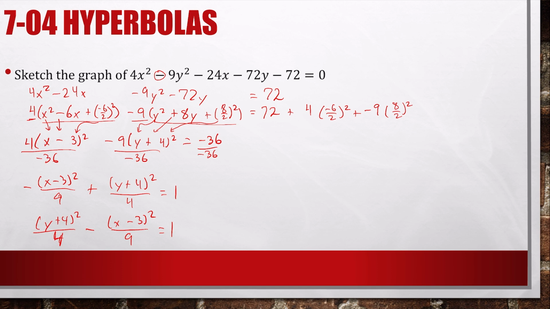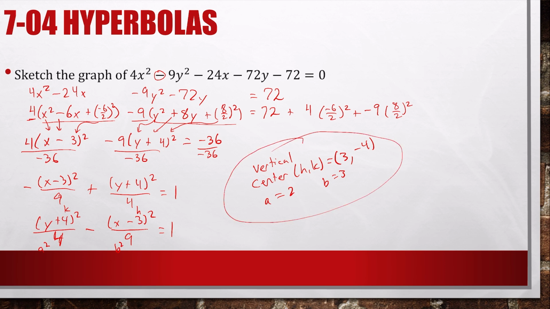Therefore, we know that this is, since the y comes first, it is vertical. We know the center is (h, k). In this case, h goes with the x, so it's 3, negative 4. The a squared comes first, so a squared is 4, therefore a is 2. The b squared is 9, therefore the b is 3. A does not have to be larger than b anymore. So we need that information to make our graph.